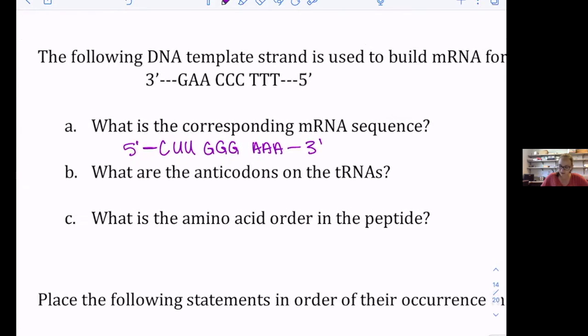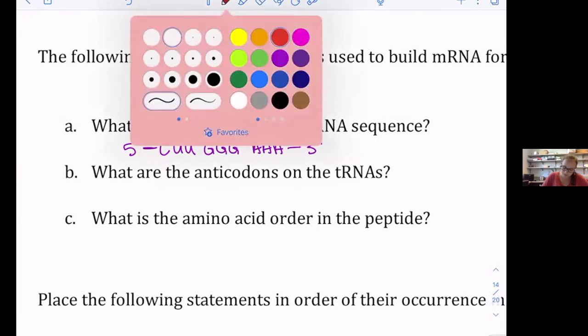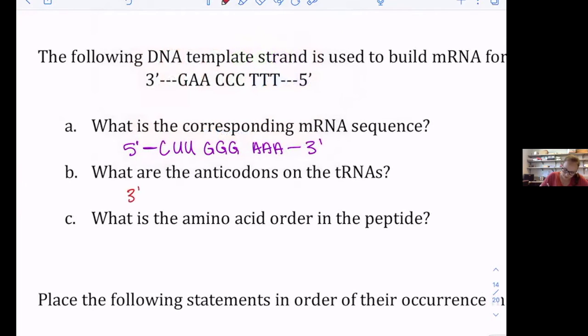What are the anticodons for the tRNAs? So we have it in the correct order this time. We don't have to flip anything around. So what are the anticodons? They're going to be the opposite, again, of those mRNA codons. So from the 3' end of our codon, we have G, A, C, C, C, and then U, U, U instead of T, T, T because we're in RNA. Now we're back to the 5'.